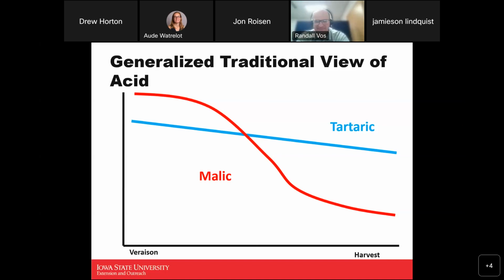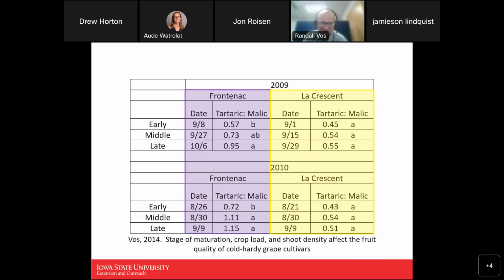And so the question is, do our cold hardy hybrids do the same thing? And even within these cold hardy hybrids, are they the same? So 10, 15 years ago, I looked at 4 different cultivars. I'm just showing Frontenac and Crescent here. The purple is Frontenac over the course of 2 years. The yellow is Crescent. And just to orient you, if you look at the Frontenac on 9/8, we picked it. It had roughly double the malic acid to tartaric.